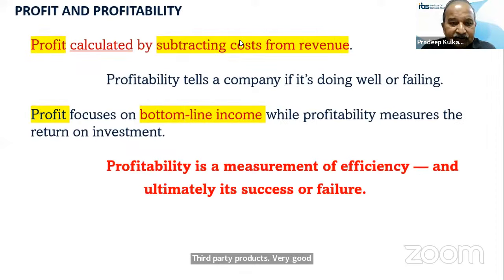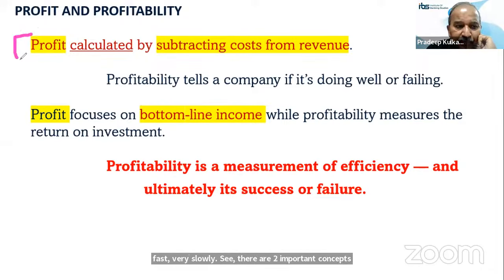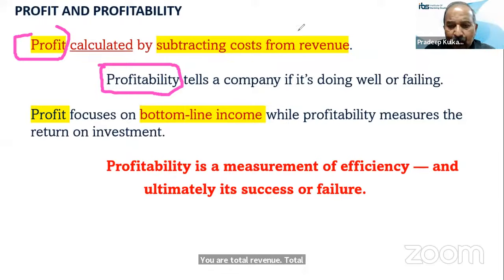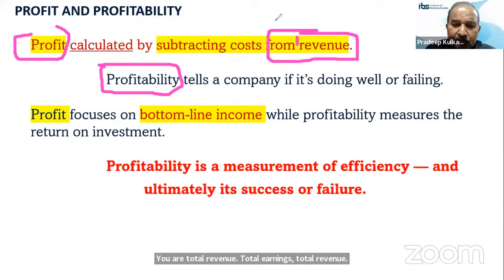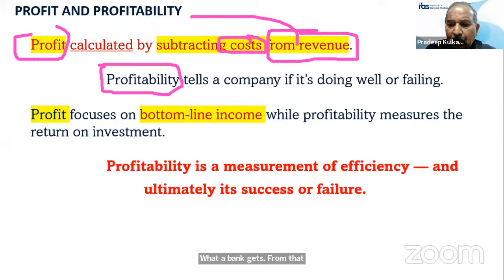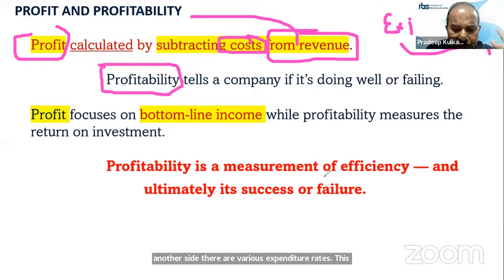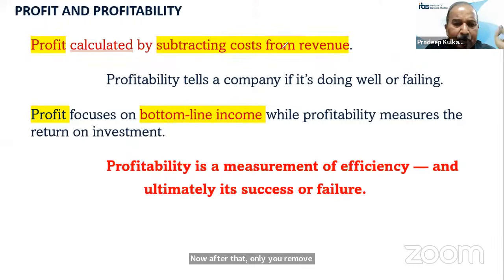Now, here is a very important session. Let me go not so fast, very slowly. There are two important concepts to be understood. One is profit, another is profitability. What is profit? Profit is your total revenue, total earnings, what a bank gets. From that, we have to remove the cost. On one side, there are various income heads; on another side, various expenditure heads. Income minus expenditure is your profit, isn't it? After that only you remove tax and so on. But this is primarily profit.